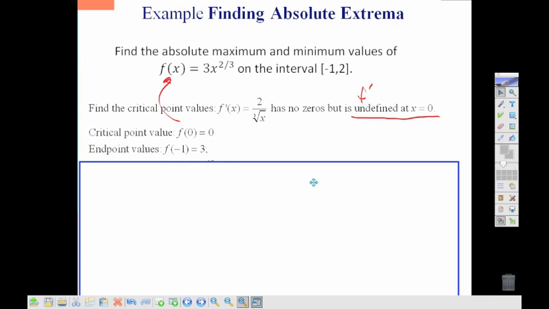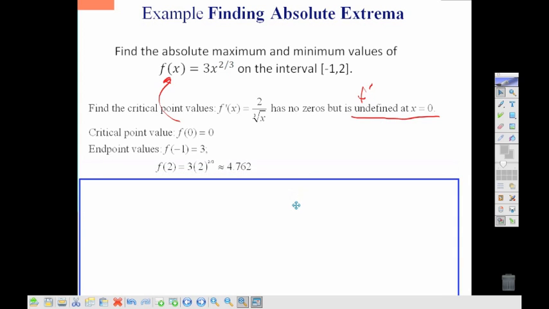We should also remember to check the endpoints. So my endpoints of my interval would be -1 and 2, and so I'm getting the values of 3 and 4.762. So I have 3 possible values to choose from for my maximums and minimums.